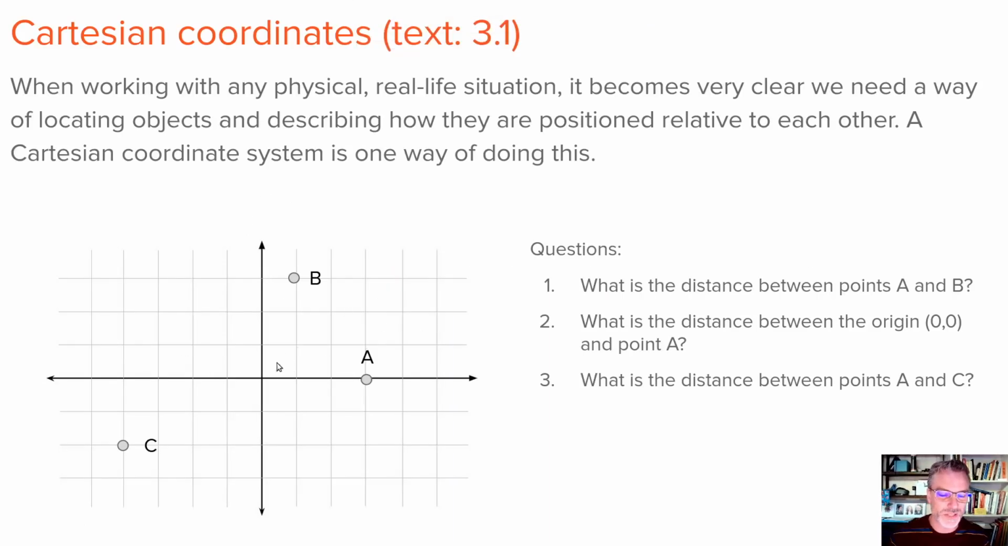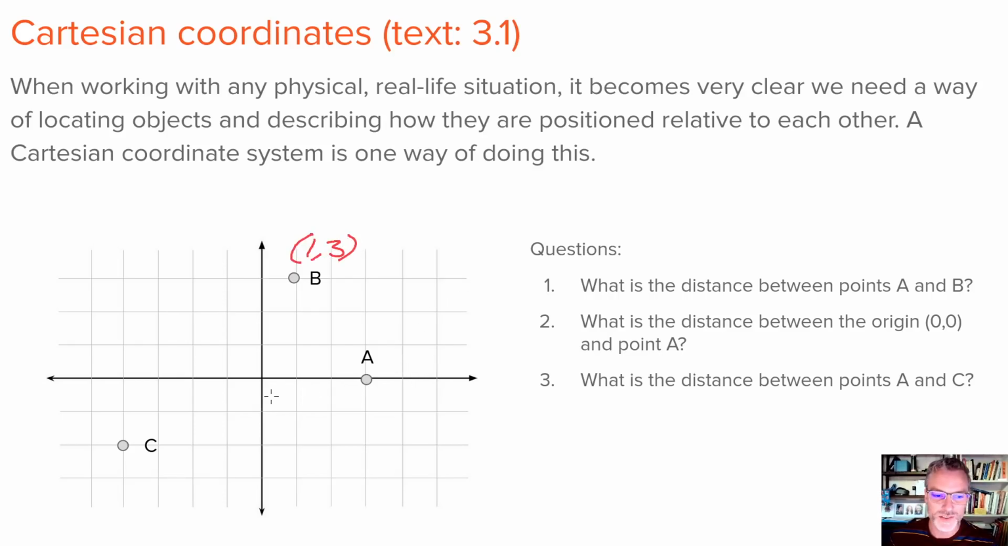Here's a Cartesian plane on the left. Super convenient way for locating points. For example, this point B is 1 unit to the right and 1, 2, 3 units up. So we can write its location like this as an ordered pair, (1, 3).